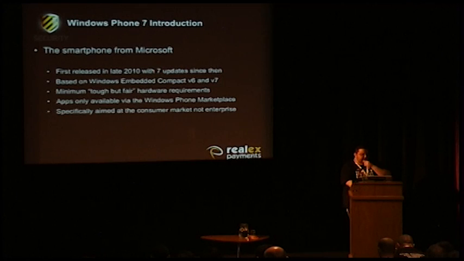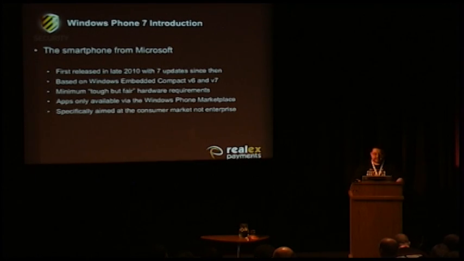And what I said, they don't provide the hardware. They're quite strict with the manufacturers who are going to deploy Windows Phone 7. So they have what they call the minimum tough but fair requirement. So every Windows phone has to have at least 4 gig of flash storage, for example. And one of the other things that I think, I almost said copied them, but obviously Microsoft doesn't copy other people's things.